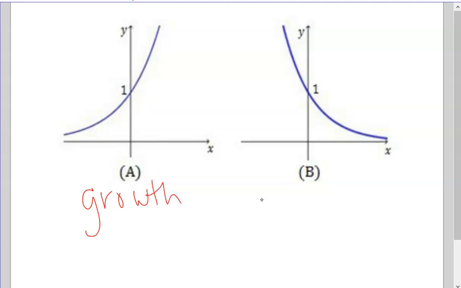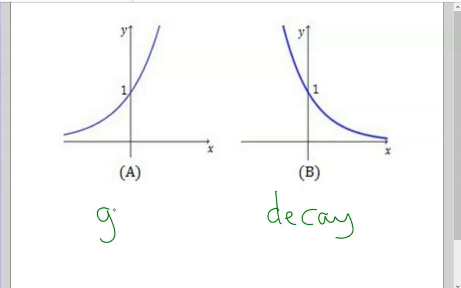But in letter B, as x is increasing, as we move from left to right, as the values of x are increasing, the values of y are decreasing. So we call this one exponential decay. So we have growth, anything that increases from left to right, and decay, anything that decreases from left to right.